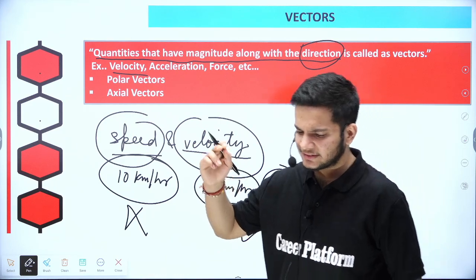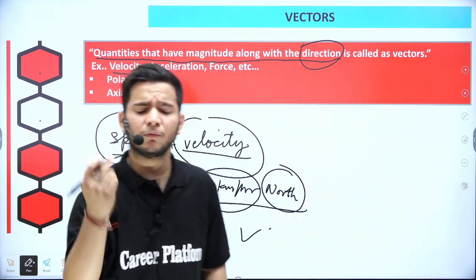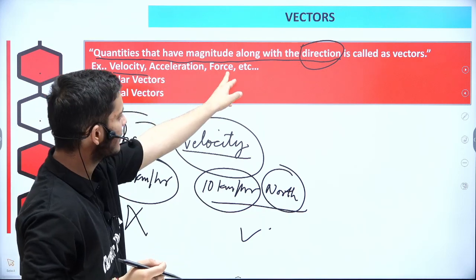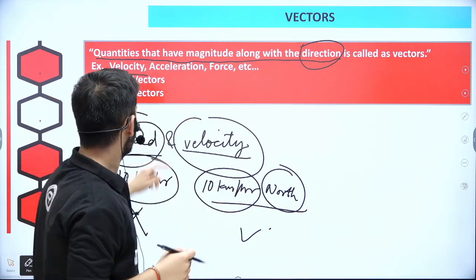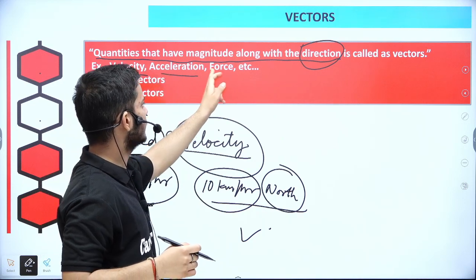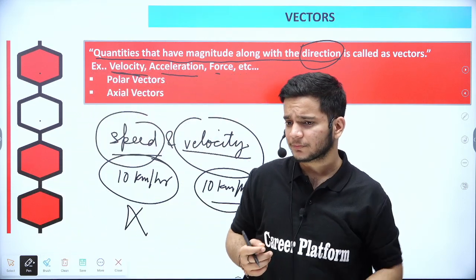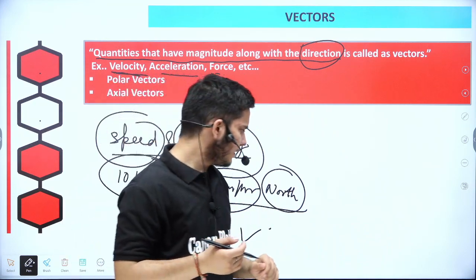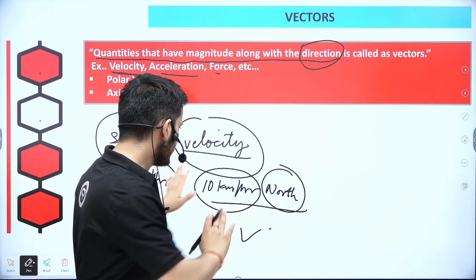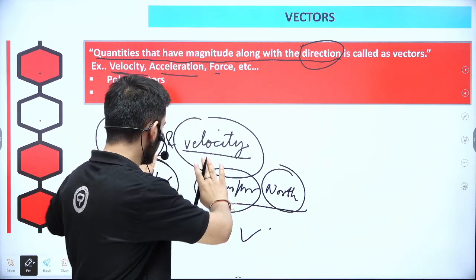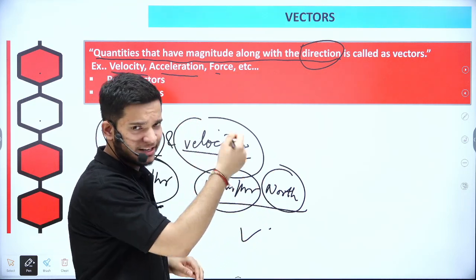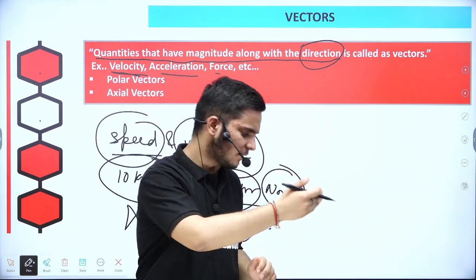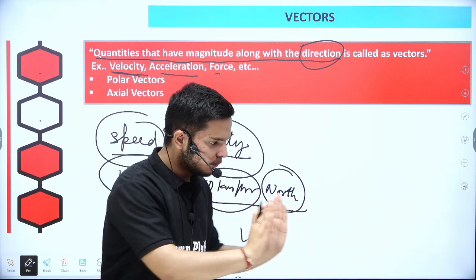There are many properties that we will study, but the basic thing is the direction. Quantities that have magnitude along with direction are called vectors. For example, velocity, acceleration, force. Let's talk about force. Force means we are going to push something. Suppose this is an LED and I'm going to push it, obviously I push it in this direction. Or if there is a man standing right behind me, I'm pushing him in this direction.